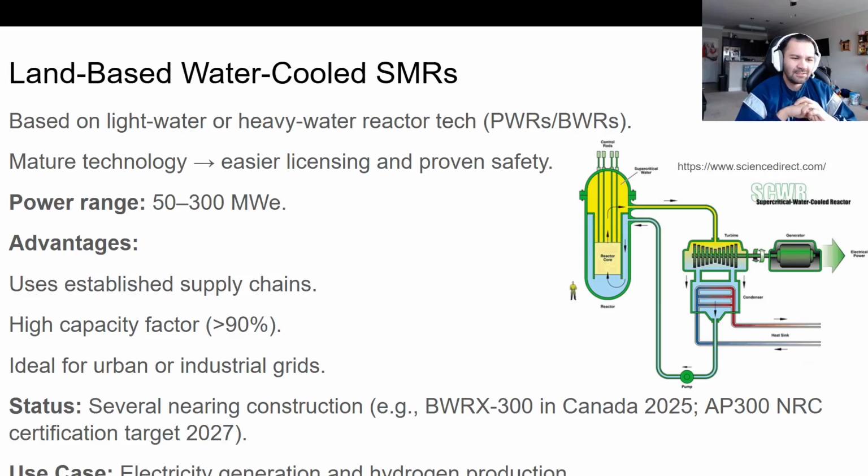And the advantage of these is they use established supply chains, right? A lot of the technologies are already there, so you don't need to create new technology for it. Higher capacity factors, right? And ideal for urban and industrial grids, because the technology is already in there. It's legacy technology, so you don't need to adapt anything really for that. There are a few nearing construction. Like I said, this is our legacy type of technology. It's easier to be approved for sure.